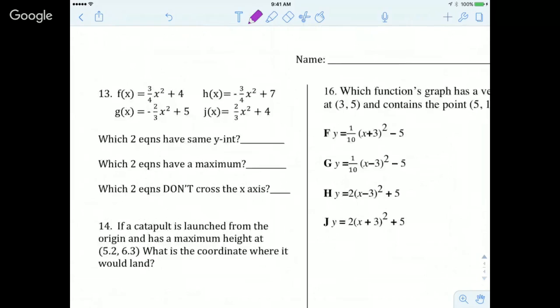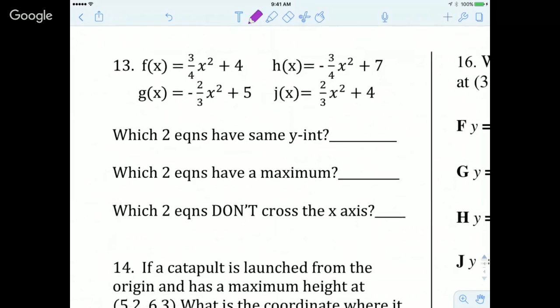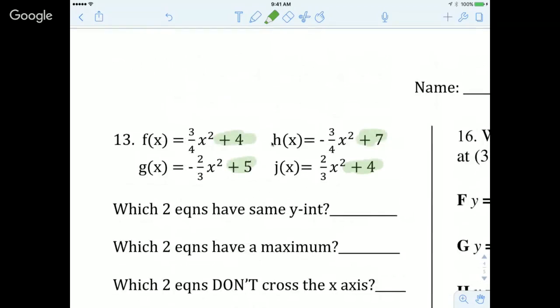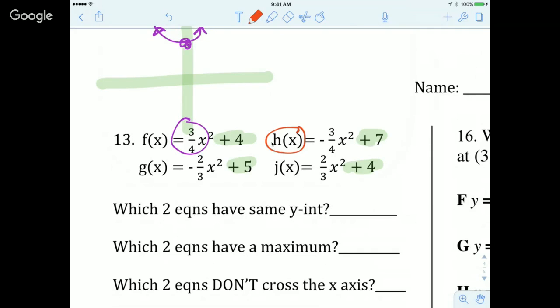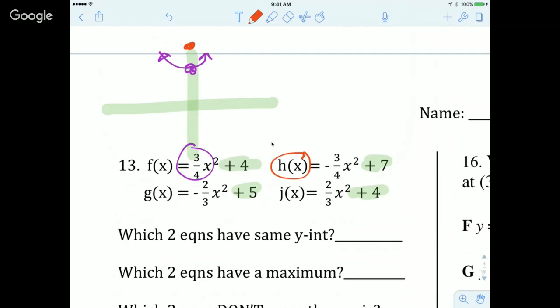Okay, which 2 equations have the same y-intercept? Well, what you need to pay attention to is, right there is your y-intercept. So think about the first one. If it has a y-intercept of plus 4, that would be right there. Is this a happy parabola or a sad parabola? Happy parabola. So does that cross the y-axis? No. Okay, now with another color, I'm going to do H. It starts at plus 7, that's going to be up here, and then it's a negative 3/4. Is that a happy parabola or sad parabola?